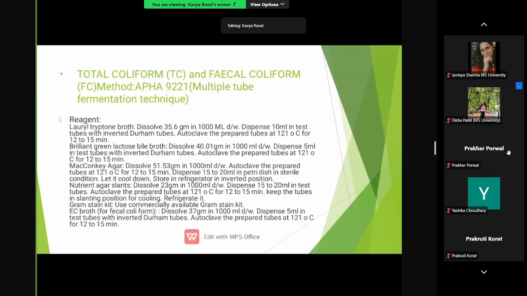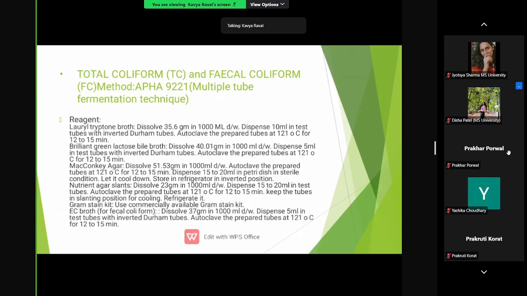So the coliforms are water contaminant organisms which are mainly from the bacterial family called Enterobacteriaceae. This test detects coliform bacteria which indicate possible contamination of water. The APHA 9221 multiple tube fermentation technique is used for estimating total and fecal coliforms.